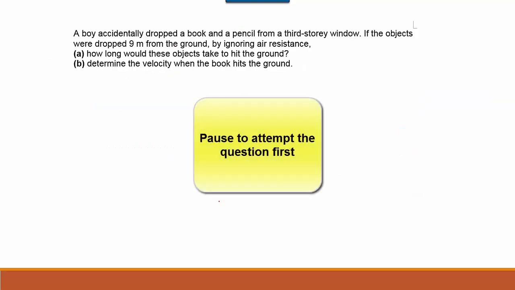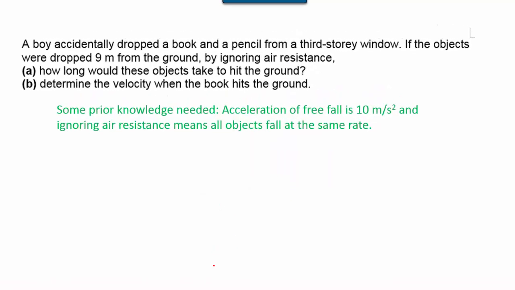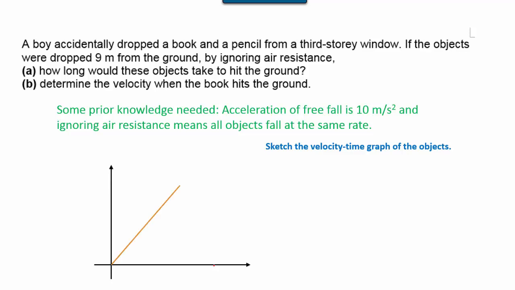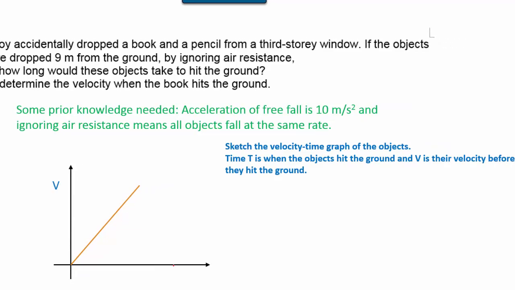Okay, the last question. Some prior knowledge is needed. The acceleration of free fall is 10 meters per second squared, and ignoring air resistance, this means that all objects will fall at the same rate, so it doesn't matter whether it's a book or a pencil. First thing, I would suggest you sketch the velocity-time graph of the object. It will make the question much simpler. It's just simply like this, because it's falling under 10. t is the time when the object hits the ground, and v is the velocity before it hits the ground. So something along those lines.